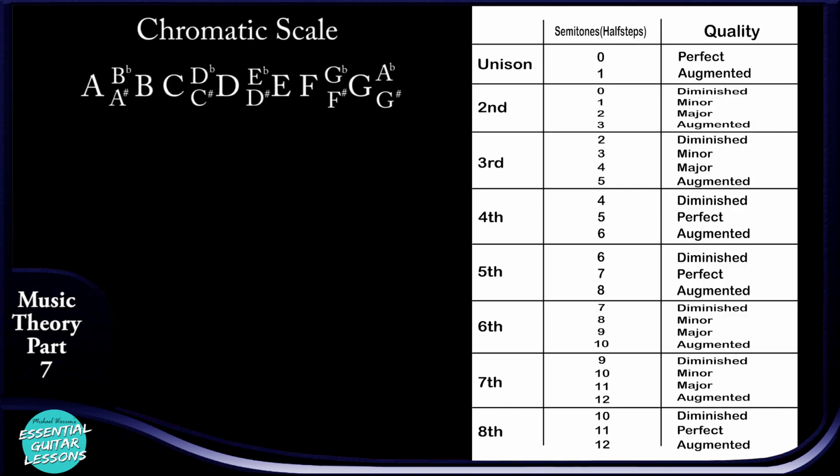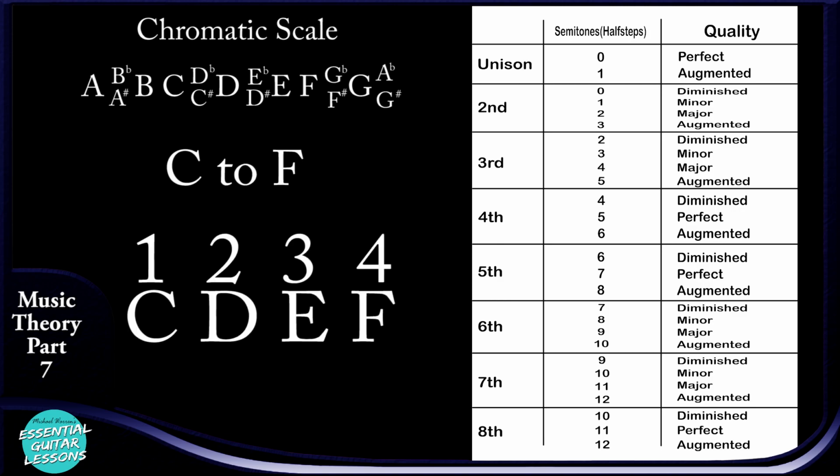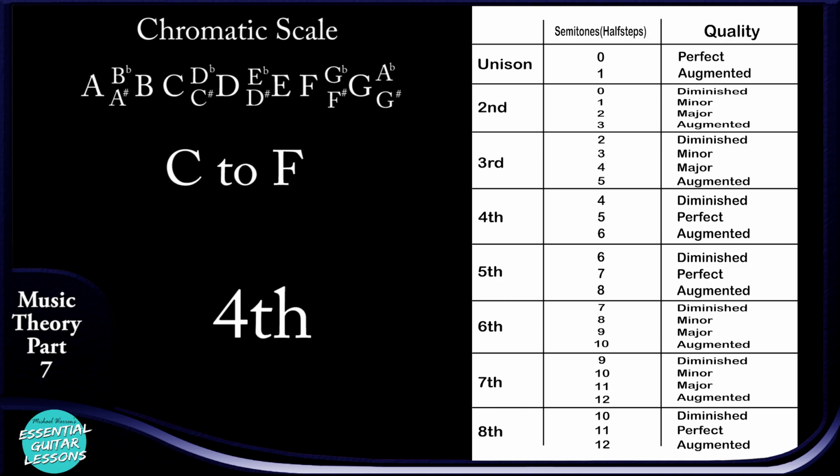So let's try C to F. We still do our count exactly the same way. So C, D, E, F. It's a fourth. So I look down the side of my chart and I go to where it says 4. Now I'm not going to worry about any of the other part of the chart. I'm just going to use the part that says the 4. Then I count my semitones from C to F.